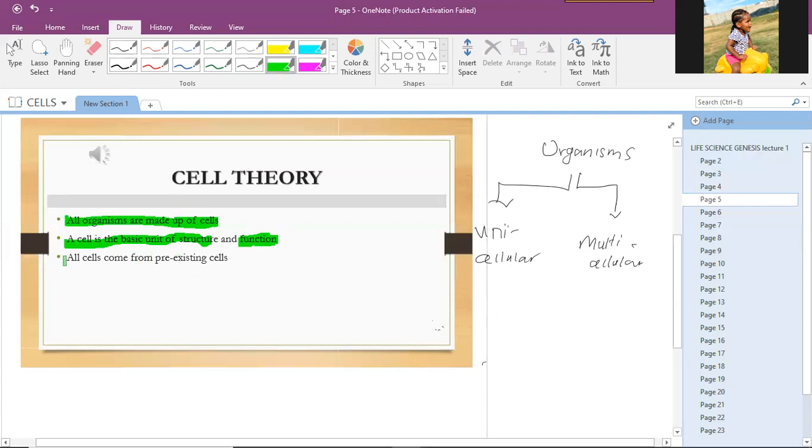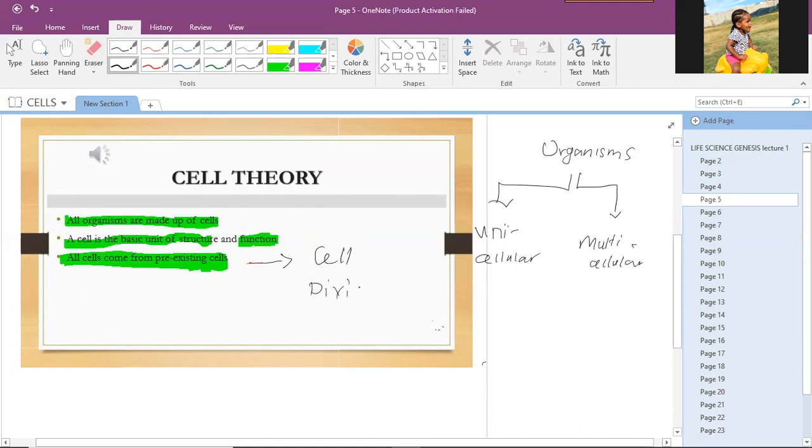The last part is that all cells come from existing cells. So every cell has to have an origin. When we talk about this last part here, we're talking about cell division.